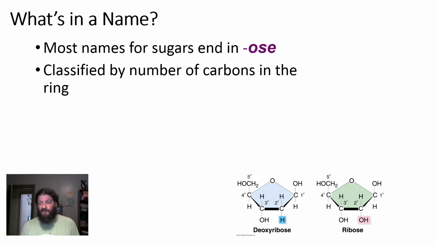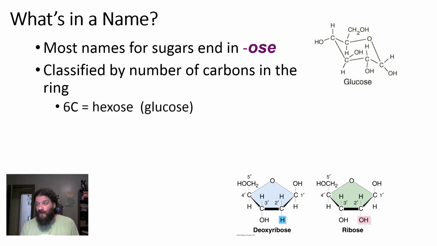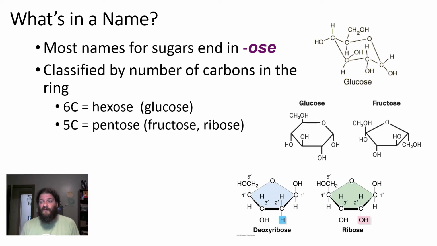It doesn't have to be a carbon. Sometimes it's oxygen, as you can see in ribose there, and deoxyribose. Glucose is a hexose sugar because there are 6 members in the ring. Deoxyribose and ribose there, and fructose even are pentose sugars with 5 members in the ring.